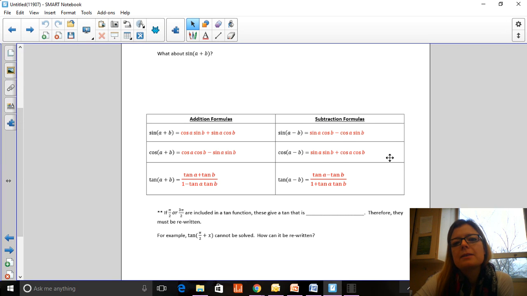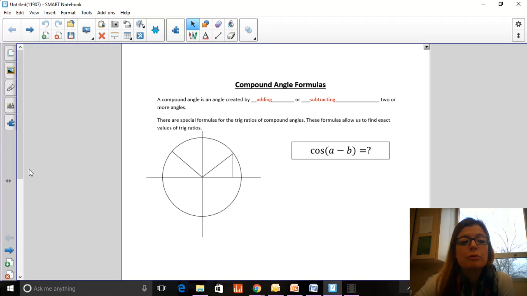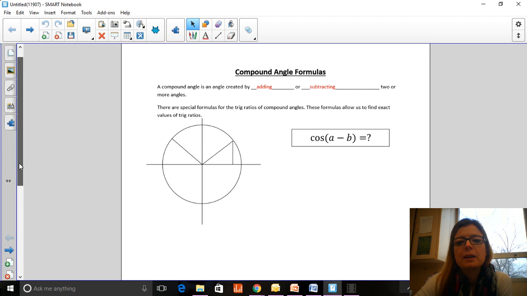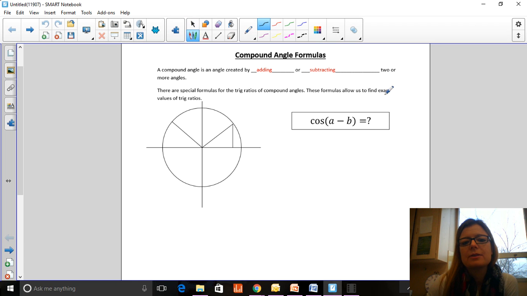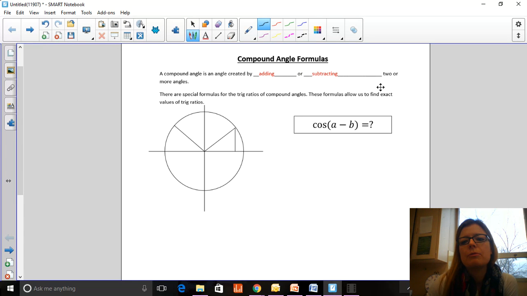Obviously there's math that could be used to develop all 6 of these, but I'm just going to spend the time developing one of them so you have an idea of how a proof with trigonometry can work. A compound angle is created by adding or subtracting 2 or more angles. There are special formulas for the trig ratios of compound angles. These formulas allow us to find exact values of trig ratios. That's the whole point of the note today, to find these exact values.